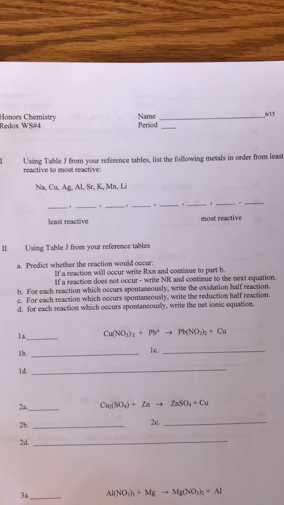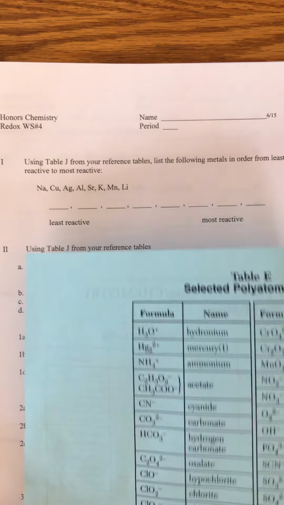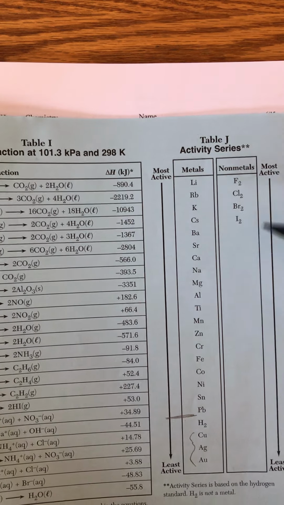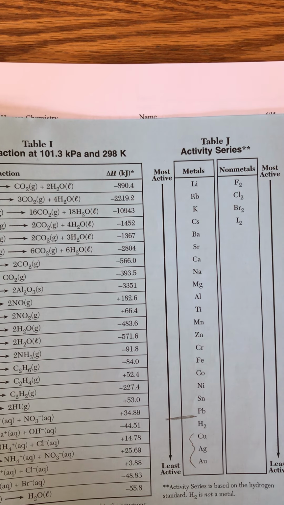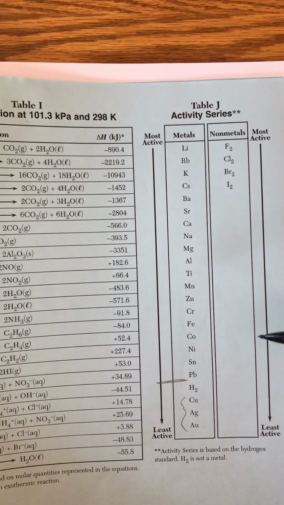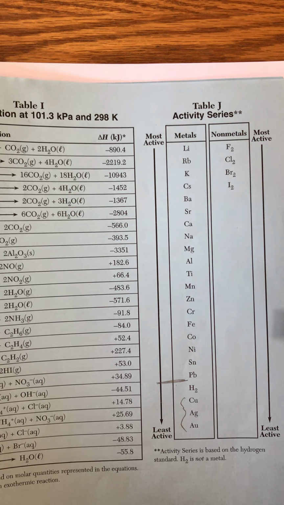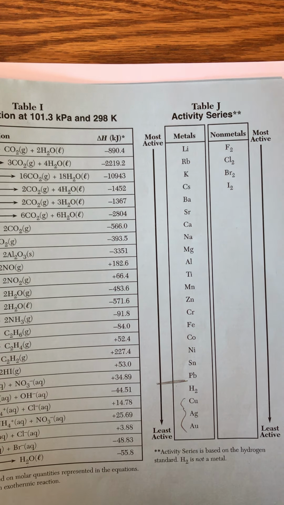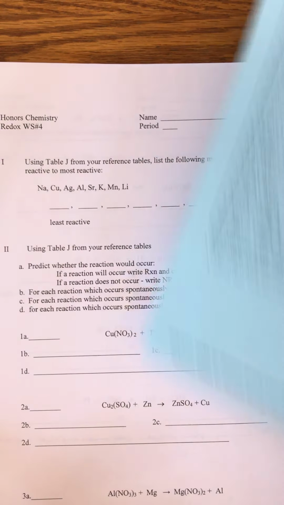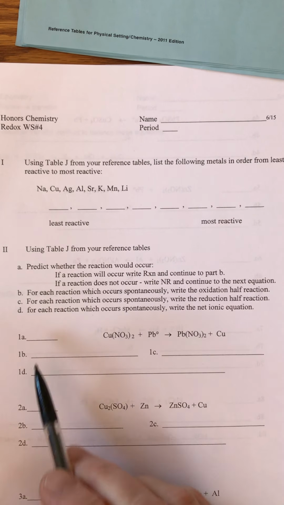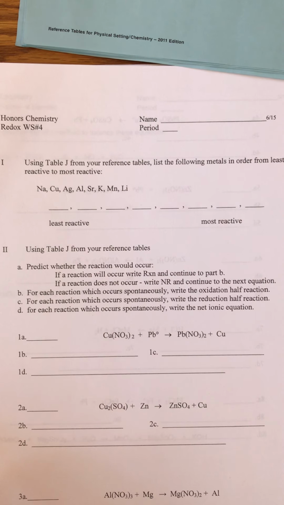You're going to use Table J. Table J is, well, it's not very elaborate. But basically, more active or more reactive metals will replace less active metals in a single replacement reaction. So the basic idea here, we list these in order. Okay, let's just go to your table. They ask you, is this reaction going to occur or not?